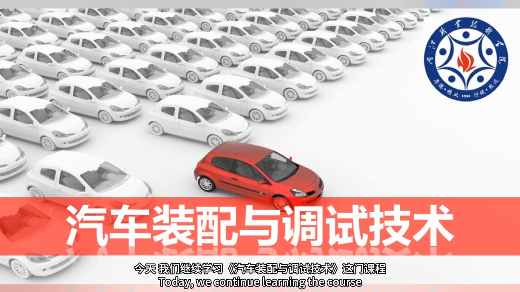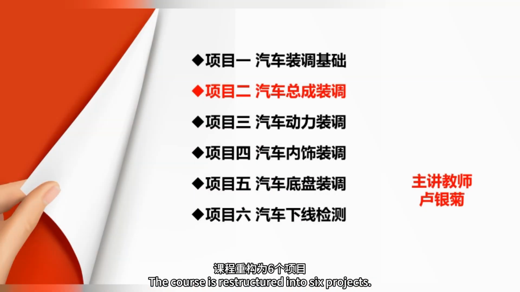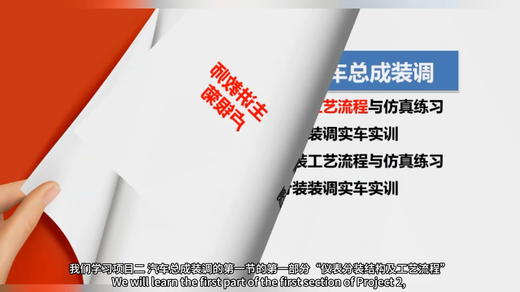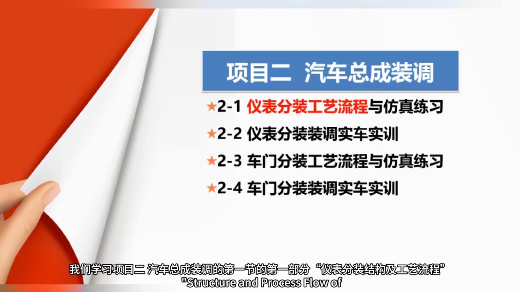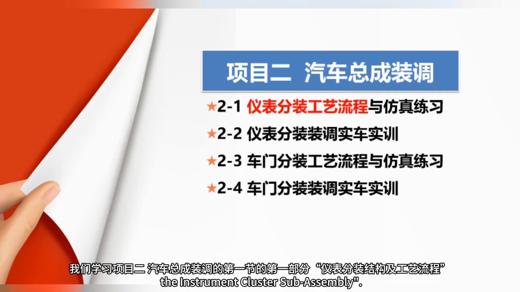Today, we continue learning the course Automotive Assembly and Adjustment Technology. The course is restructured into 6 projects. We will learn the first part of the first section of Project 2, Automotive Module Assembly and Adjustment: Structure and Process Flow of the Instrument Cluster Subassembly.